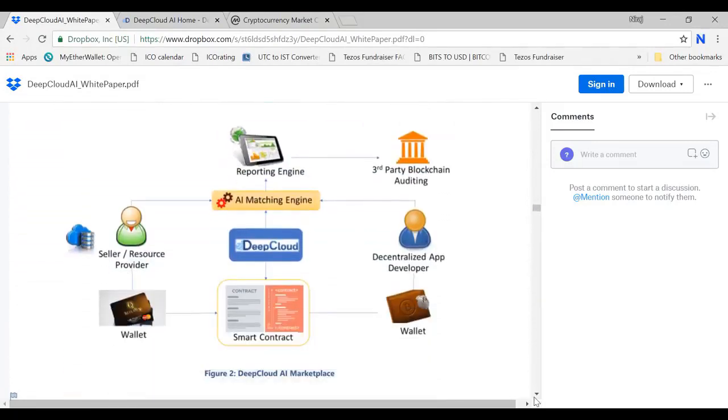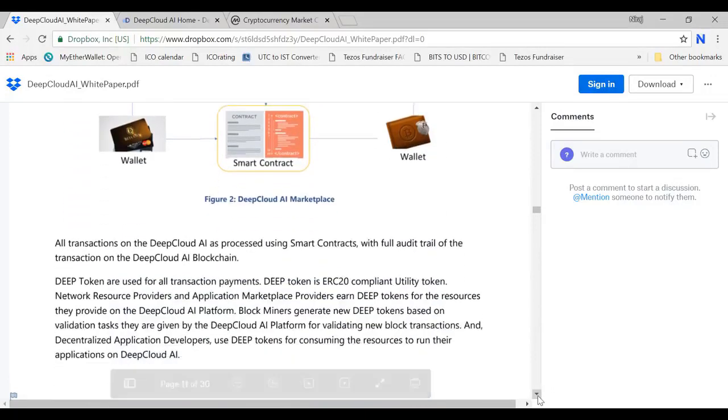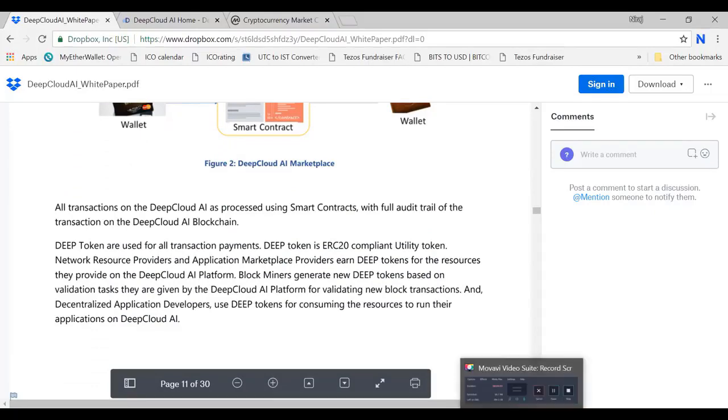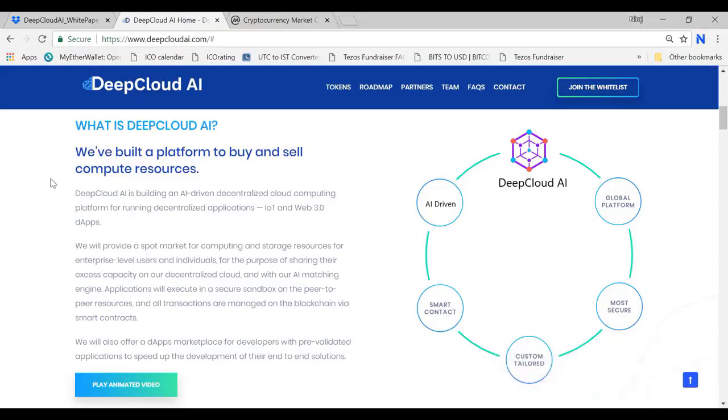Here they have the AI matching engine and they have tried to explain how this technology works, so you can go ahead and read this. On the website as well, they have explained how this platform works. DeepCloud AI is building an AI-driven decentralized cloud computing platform for running DApps and IoT applications. They provide a spot market for computing and storage resources for enterprise level users. For enterprises they are providing storage, and individuals can share their excess capacity on the decentralized cloud.